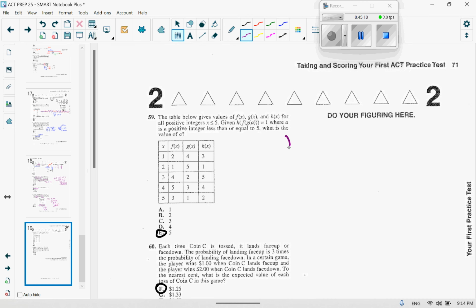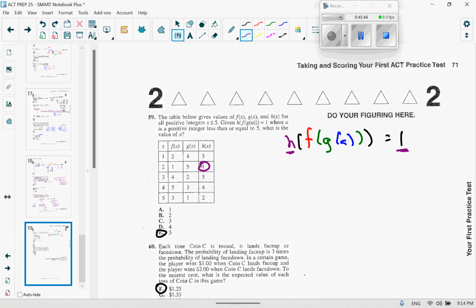This is a weird one. So I have H of F of G of A equals 1. So I know that the H part equals 1. So I'm going to start right there.